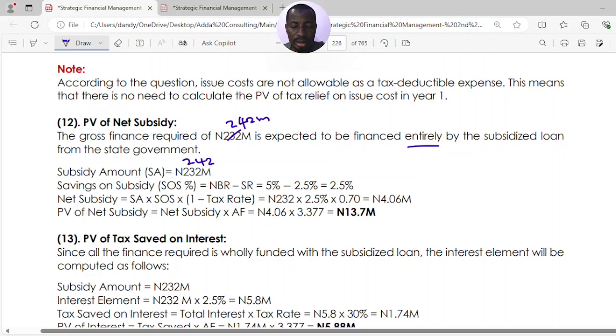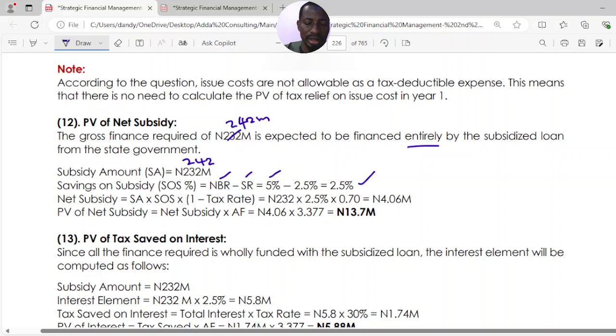Savings on subsidy will be equal to the interest rate on normal borrowing minus the interest rate on the subsidy. The interest rate on normal borrowing is 5%. The interest rate on the subsidized loan is 2.5%. Therefore, the saving is 2.5%.